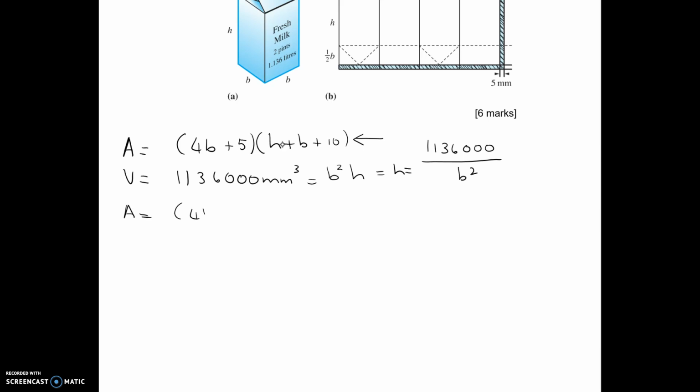So it would be 4b plus 5 times, now it gets a bit messy looking, but it's not terribly difficult. So we've replaced h with that term there. Now, to find b that minimizes this, we need to find the derivative, but I think it would be easier if we multiplied that out.